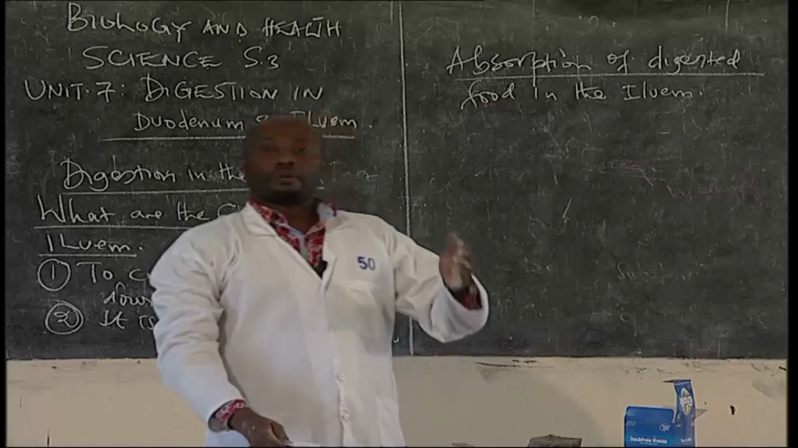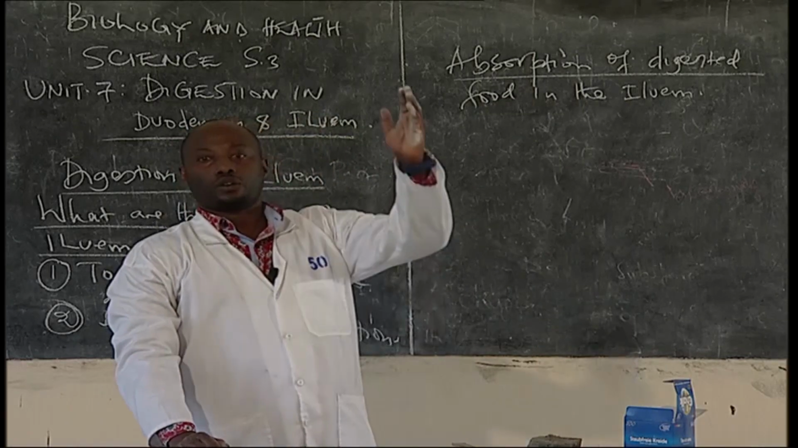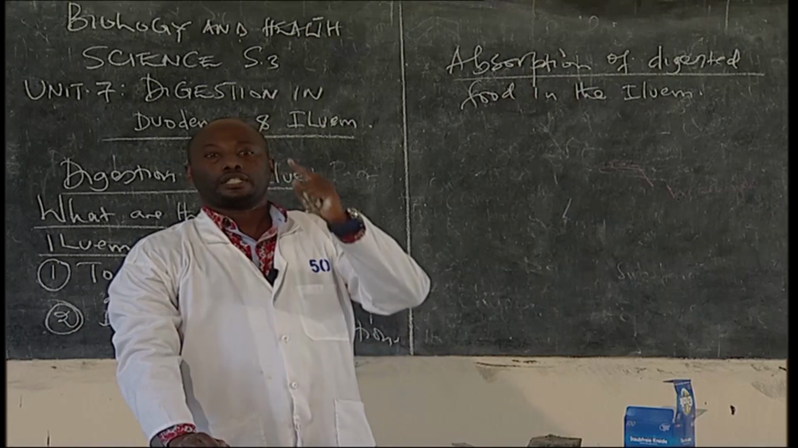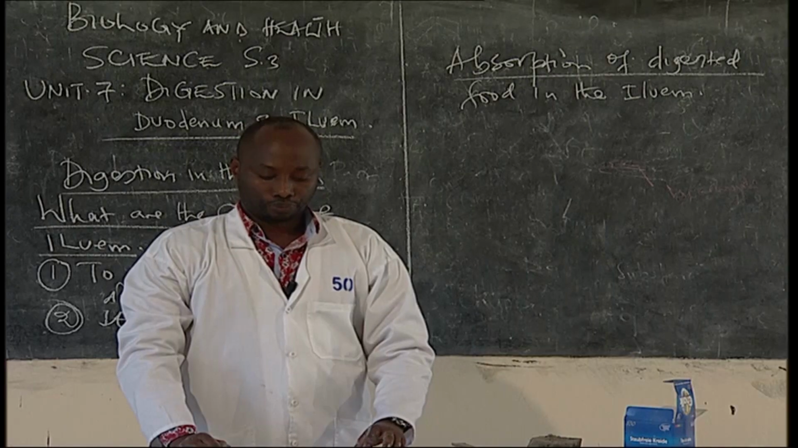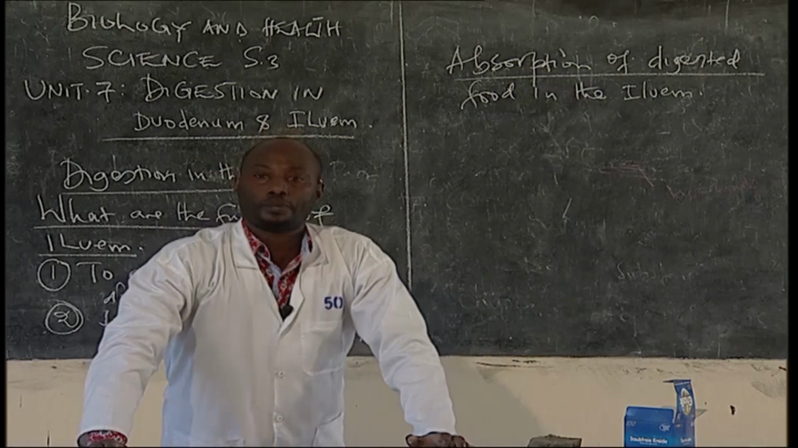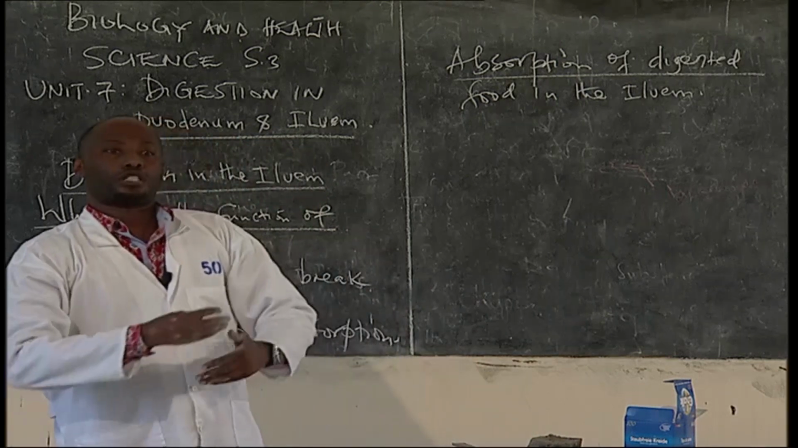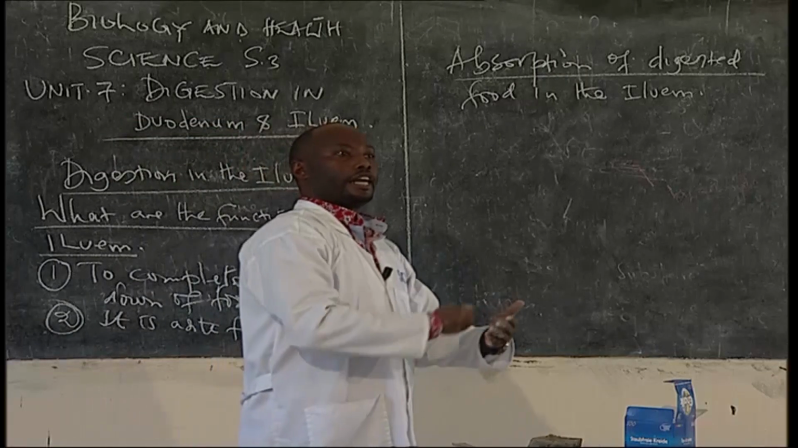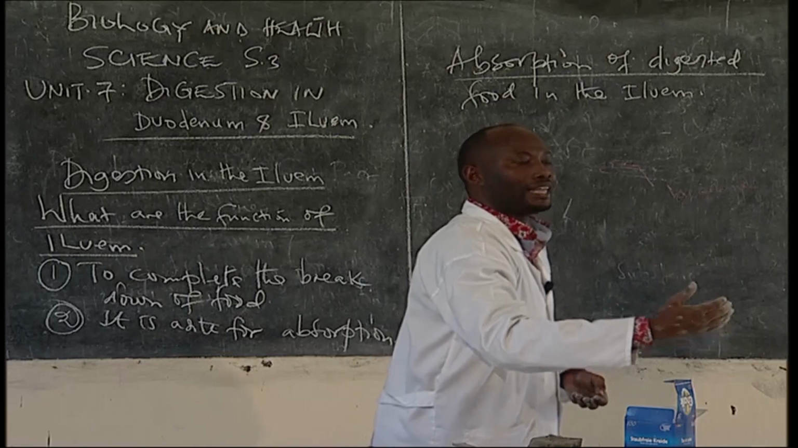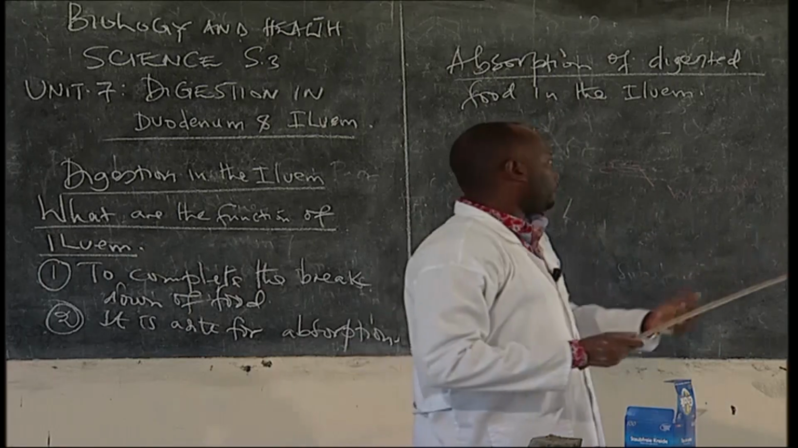I mentioned that one of the functions of the ileum is the complete breakdown of food. Second, we said it is a site for absorption. So we can say most of the absorption of digested food takes place in the ileum. It's because the ileum has some specialized structures that enable it to carry out its function. What are those adaptations and characteristics that make the ileum perform its function? There are a number of adaptations.